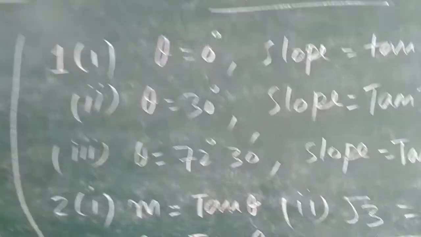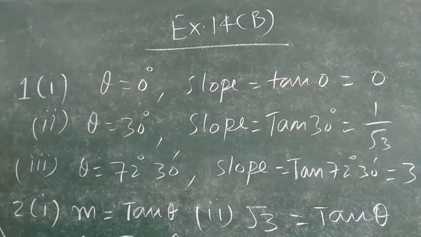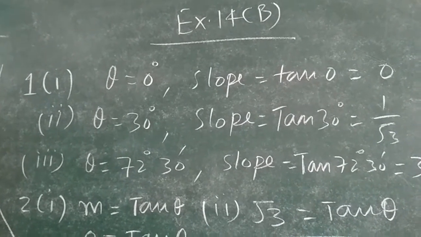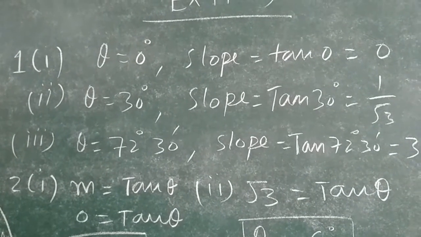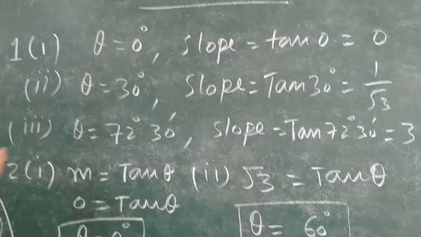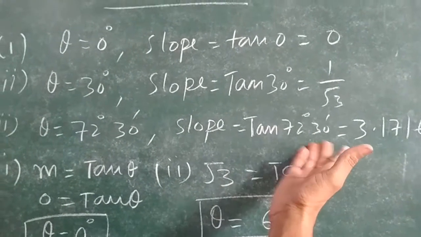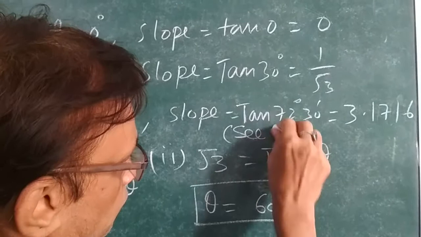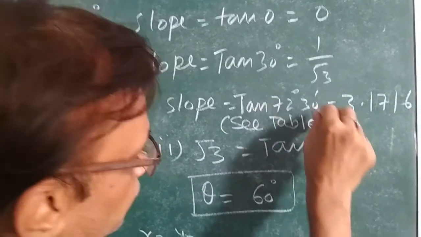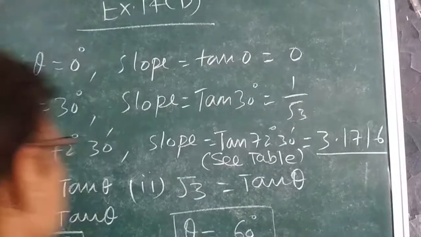Now I come to exercise 14b. First question, first part. You are given the inclination theta equal to 0 degree and we have to find the slope. So slope equal to tan 0 degree, which means 0. For the second part, theta equal to 30 degree, slope equal to tan 30, which is 1 upon root 3. In the same way, third part, theta equal to 72 degree 30 minutes. Slope equal to tan 72 degree 30 minutes. You can see this from the table, given at the end of your book. Then you can get the value. It comes to 3.1716.